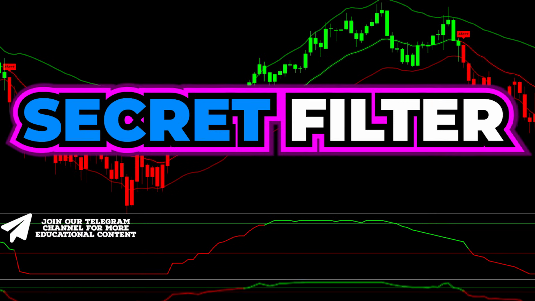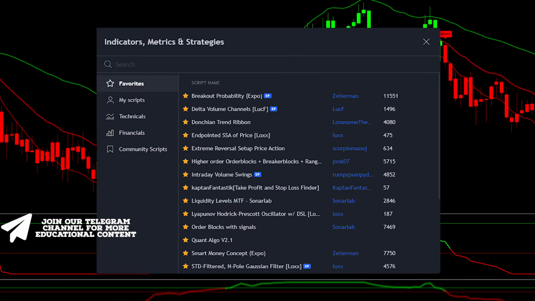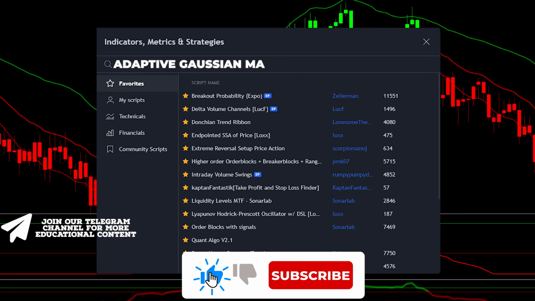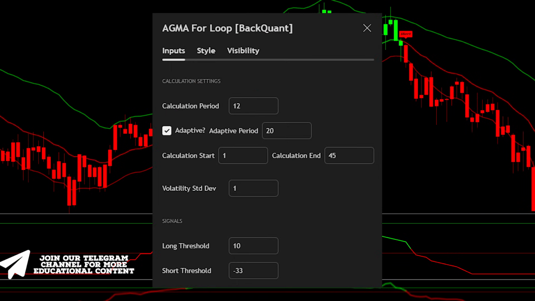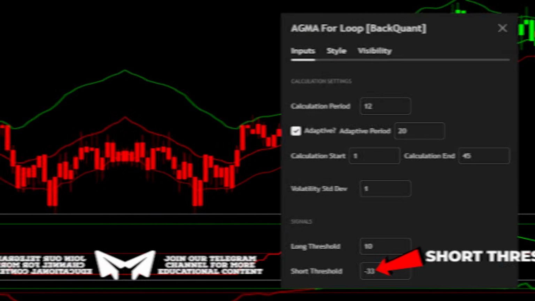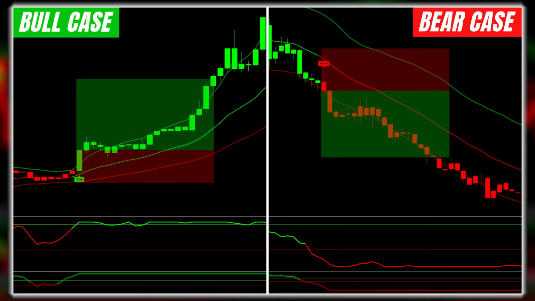To apply this secret filter, go to the indicator menu, search for adaptive Gaussian MA, and click on this one. Now, open the settings menu. Set the calculation period to 12, adjust the long threshold to 10, and change the short threshold to -33. Here are clear examples of long and short setups, with stop-loss levels set beyond the recent swings, and take profit orders aligned with a 1.5 to 1 risk-to-reward ratio.